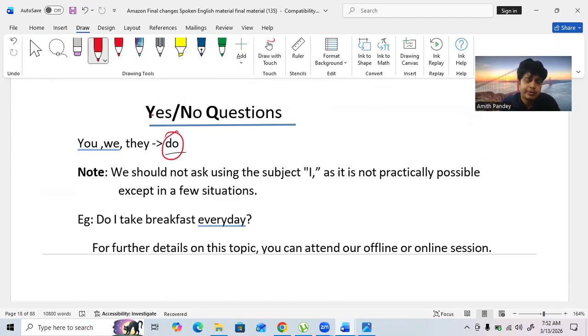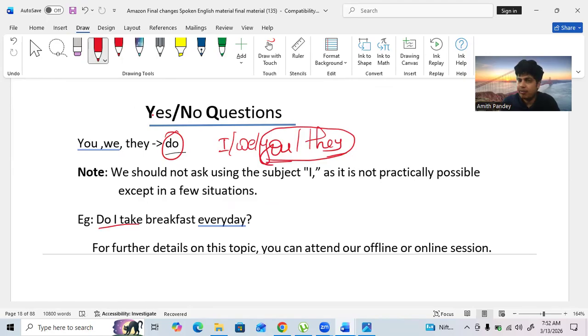In most grammar books, you'll find that do is also used with I, we, you, and they. But practically, we use it only with you and they. Why? For example, if I say, do I take breakfast every day? It means I am asking this question to myself. Do I take breakfast every day? It means I am asking the question to myself.